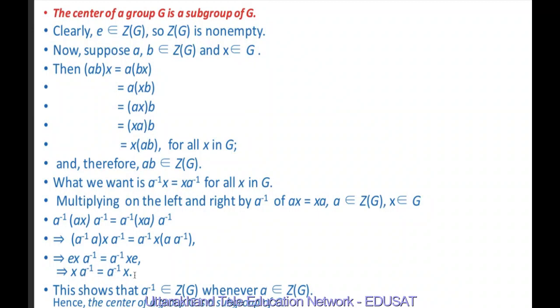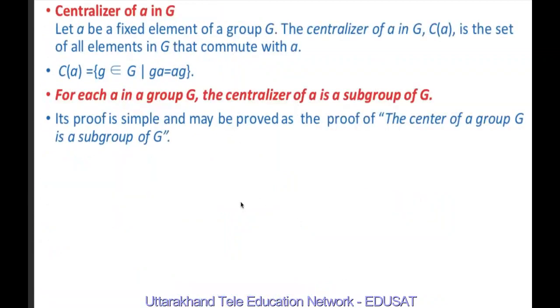It means A inverse commutes with each element of G, and it means A inverse belongs to ZG whenever A belongs to ZG. So both the conditions are satisfied. Therefore the set ZG satisfies both the conditions, and therefore ZG is a subgroup of G. Hence the center of a group G is a subgroup of G.